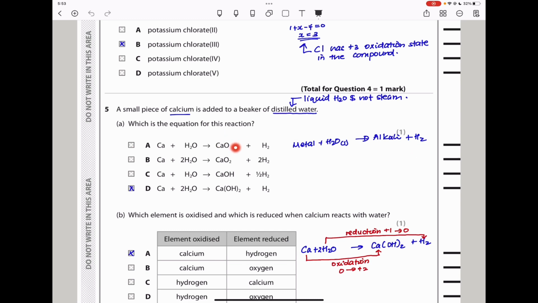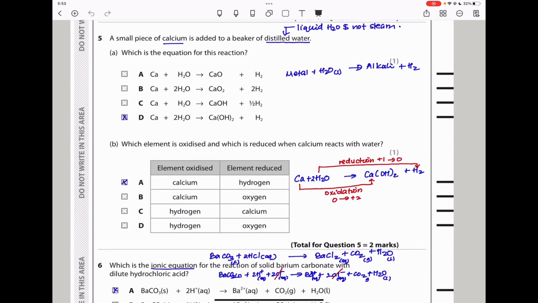This is going to be wrong. Metals reacting with water do not produce oxides. Wrong. This could be okay, but remember this is not the correct formula for calcium hydroxide. So the only answer here should be a D.